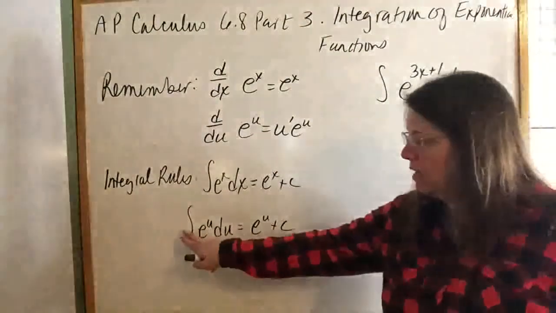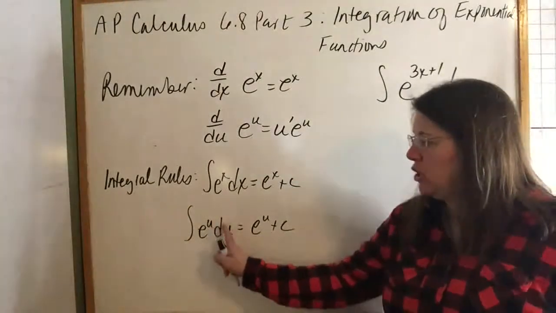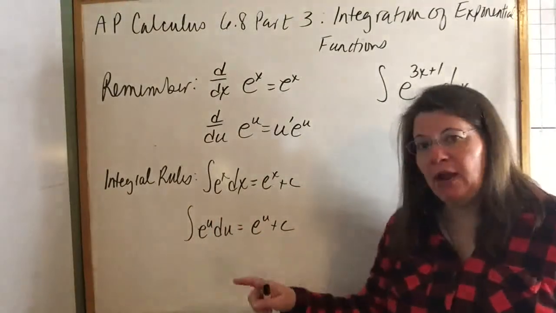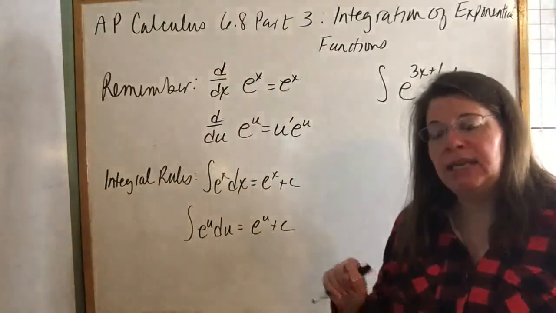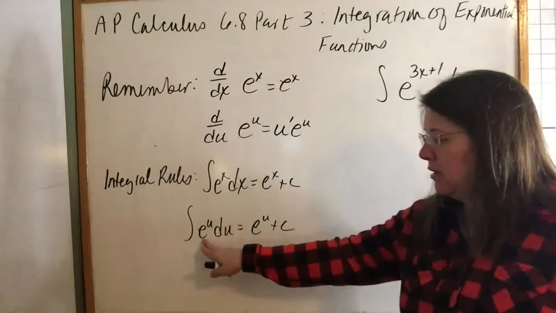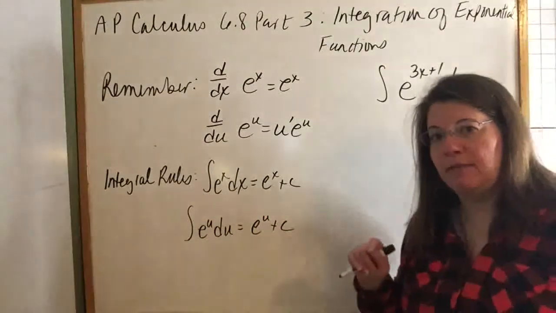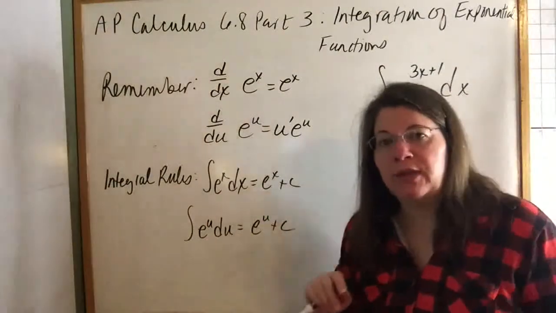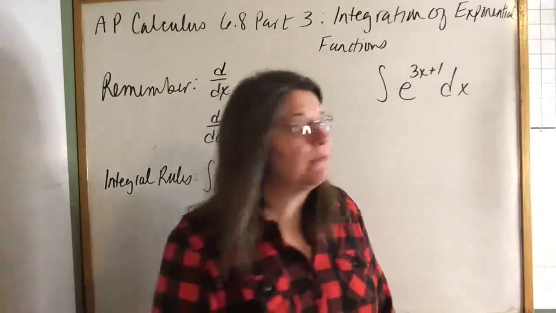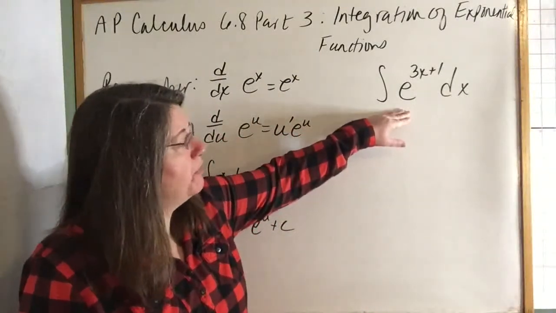And then if you have the integral of e to the u du, remember, the du has to be paired with the derivative of the u part, and then it can be integrated to give us just e to the u plus c. And again, sometimes we will have definite integrals and have to plug numbers in to find the actual area under the curve. So here's the first example. This one is pretty straightforward.